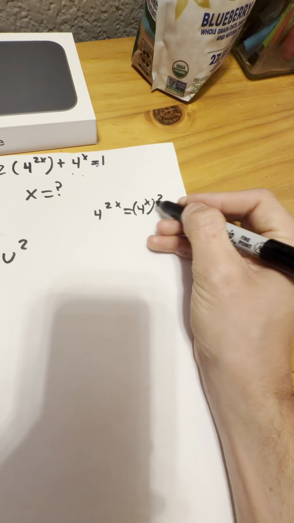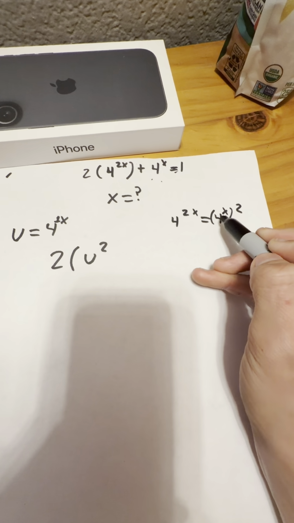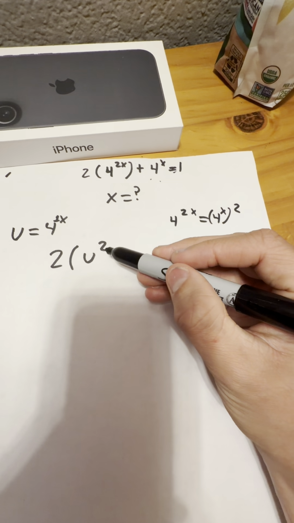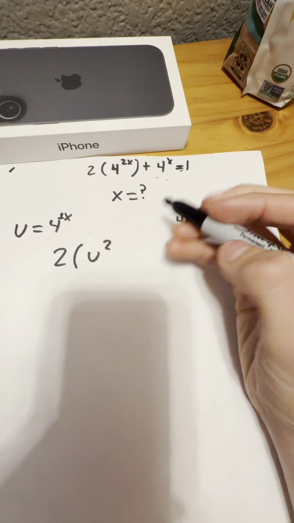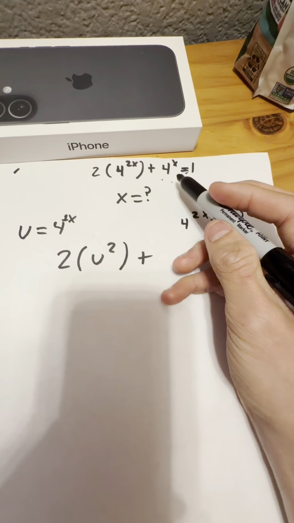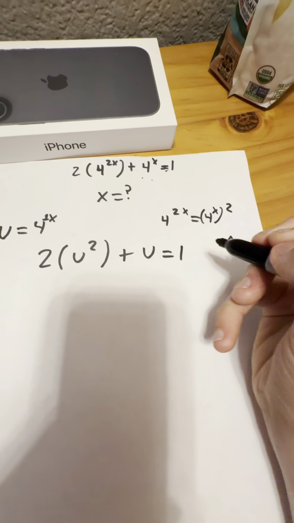And then if we input that here, since u is inside, we do u, and then the squared, we just bring it over from down here. Hopefully I'm making sense. All right, and then plus 4x, which is equal to u, equals 1.